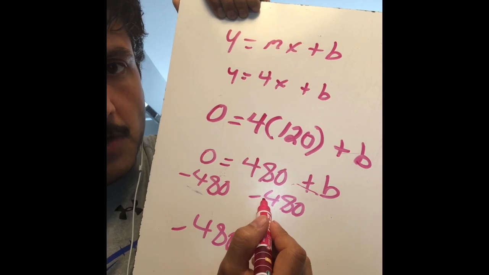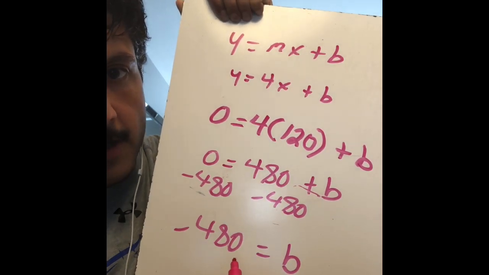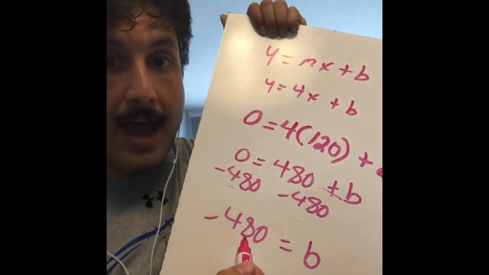Okay, this is just algebra. Now you have negative 480 equals b. That is your point. That's where the y-intercept occurs, at negative 480. That means you spent $480 on the mittens, and you're selling them at $4 a mitten. Your intercept, the initial cost to purchase the mittens, is $480. It's negative because you owe that money.